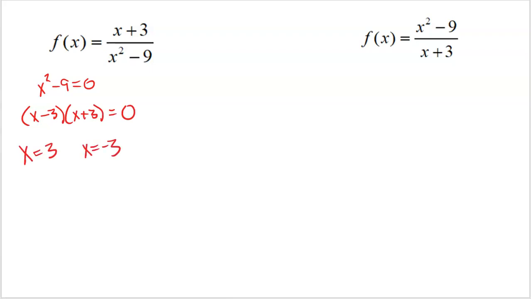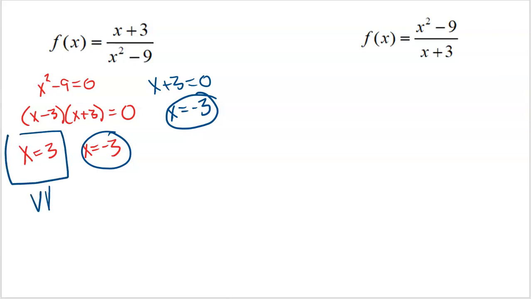But don't stop there, because check out the numerator as well. The numerator equals 0 when x equals negative 3. So negative 3 and negative 3 turn the numerator and the denominator equal to 0. So that's not a 0, nor is it a vertical asymptote. So in this case, we only have a vertical asymptote at 3.